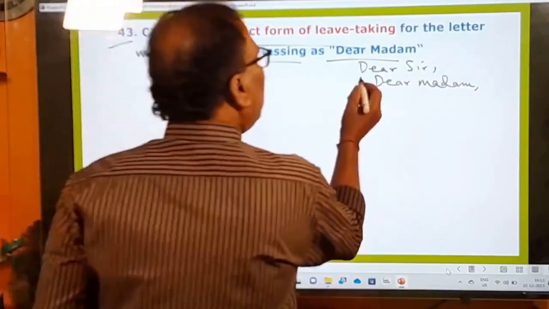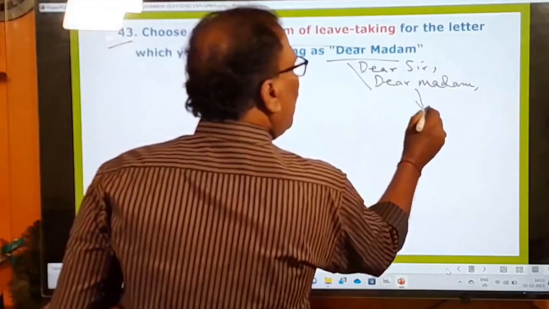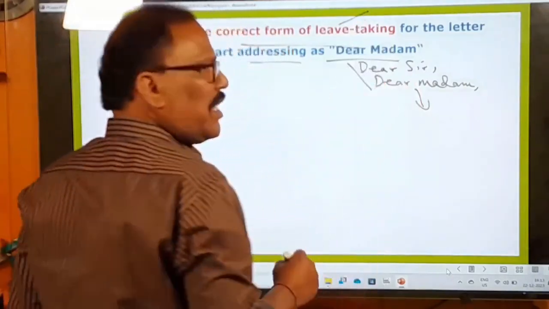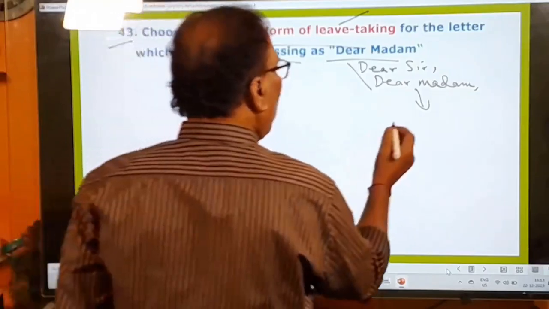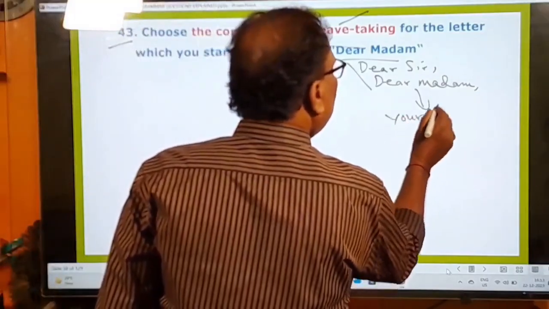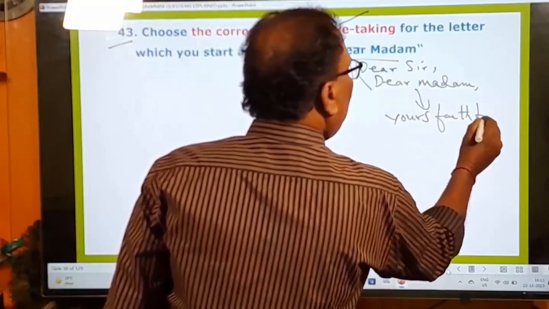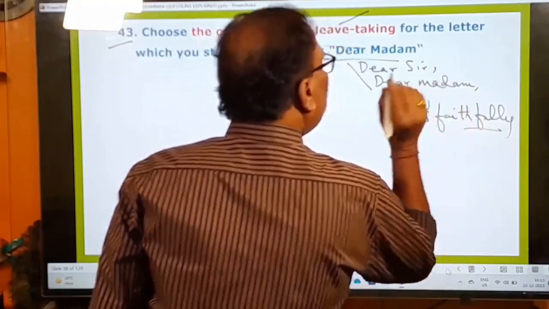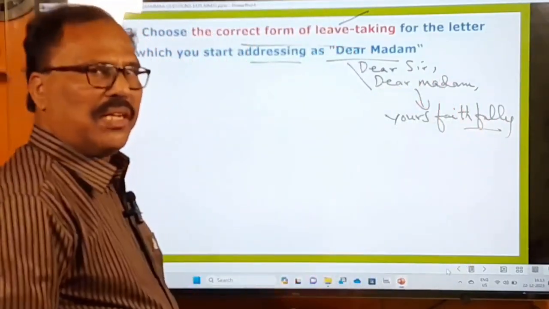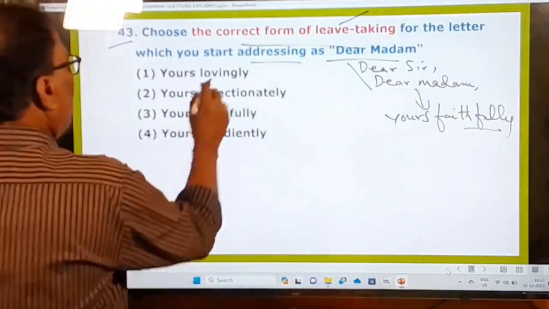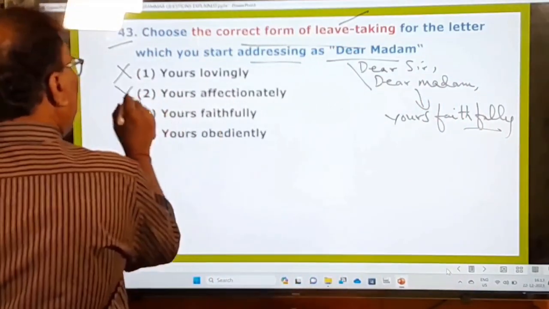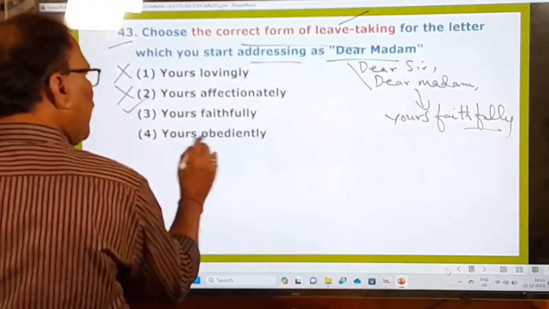So when you begin the letter with dear sir or dear madam, your leave taking, the closing of the letter, must be what? Yours faithfully. It should always be yours faithfully. You know about letter writing. So let us see the options given here. Yours lovingly, wrong. Yours affectionately, wrong. Yours faithfully, right. Yours obediently, wrong.